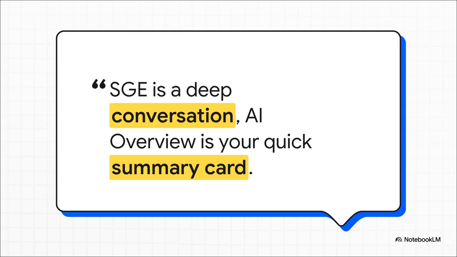And I love this analogy. It really hits the nail on the head. You know, the old SGE, that felt like having a really deep, maybe kind of long conversation with Google. AI Overview, it's more like getting a cheat sheet or a summary card from the smartest person in the room. It's just the essential info right away.